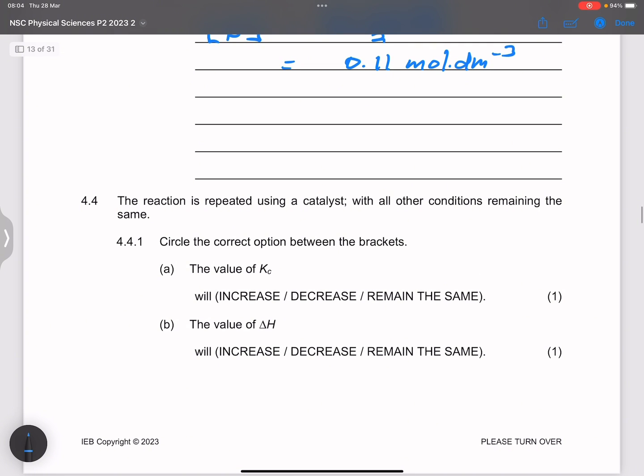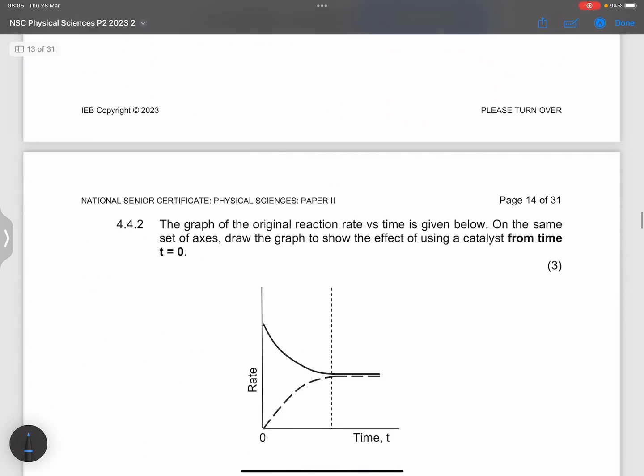Right, now let's go on to the application of Le Chatelier's principle. They say the reaction is repeated with a catalyst with all other conditions remaining the same. Circle the correct option between the brackets. So they say the value of Kc, remember, Kc can only be affected by temperature, so Kc will remain the same. And they say the value of delta H, remember, even if you use a different temperature, the enthalpy change remains the same.